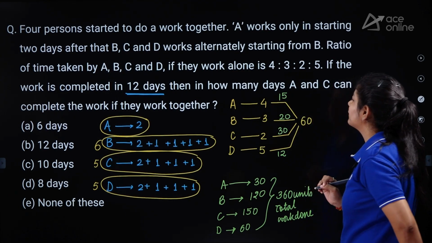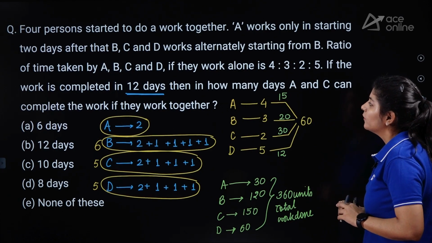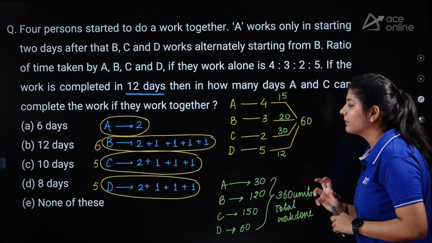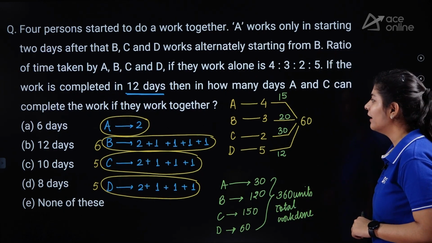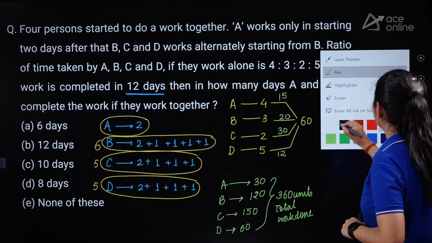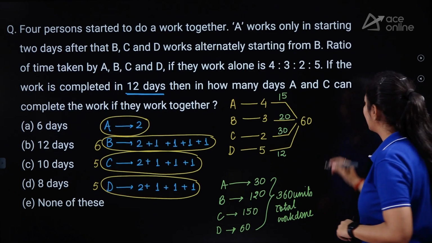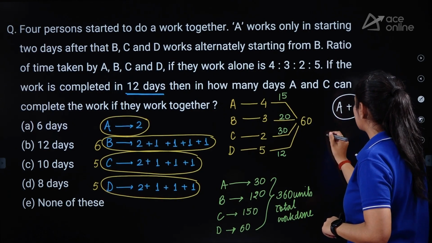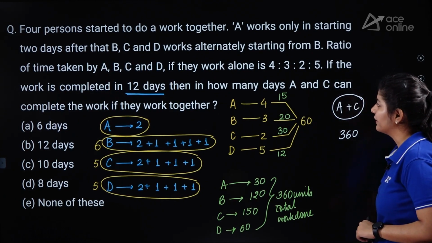And what do we have to determine? We have to determine, if this work was done by A and C only, then in how much time will they complete the whole work? So we have to calculate it for A and C only. Here we have 360.